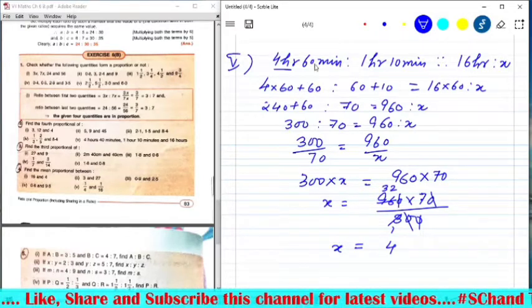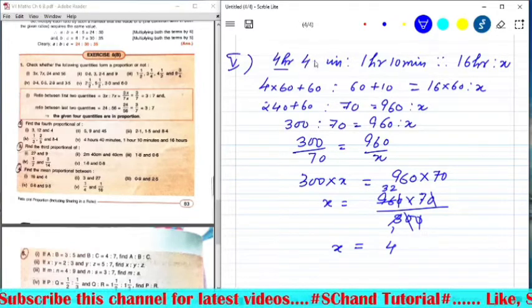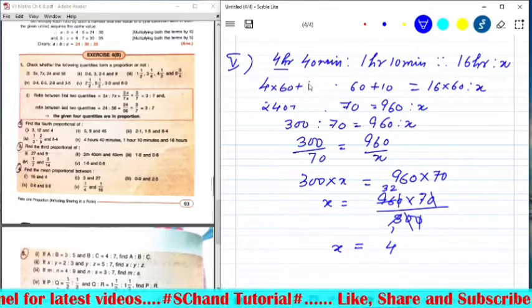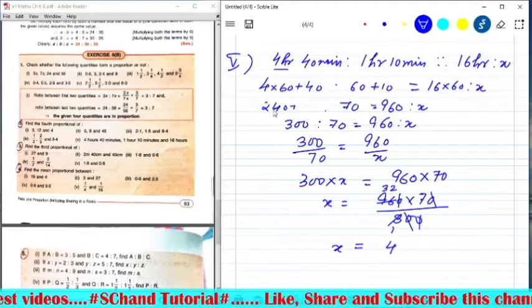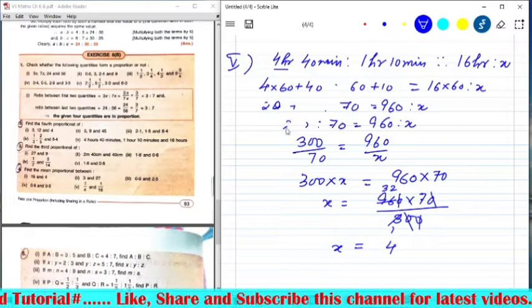The 4 hours 40 minutes here. It is 4 hours 40 minutes. So it will be 40. So this will become 280. Here it will be 280.